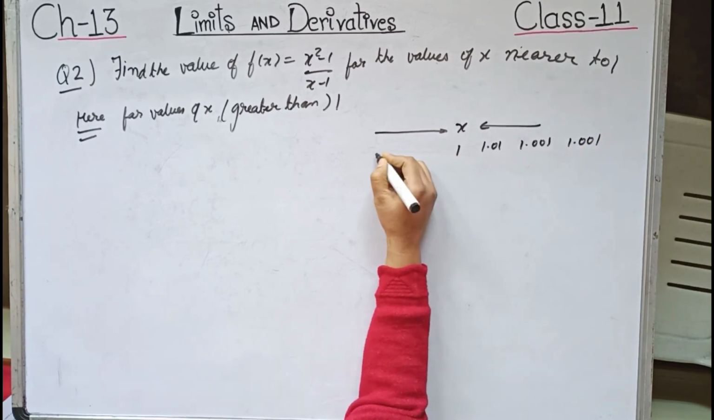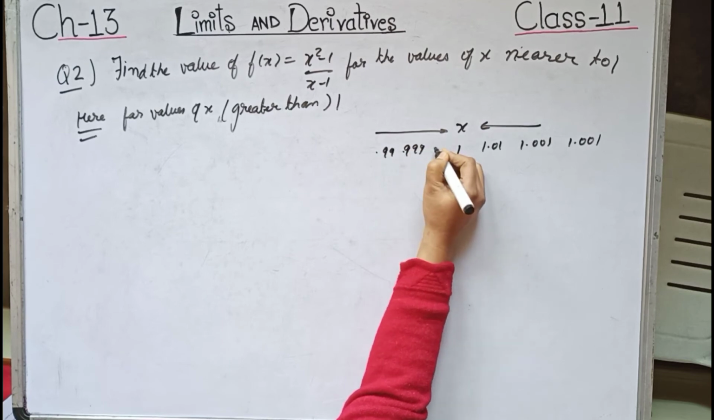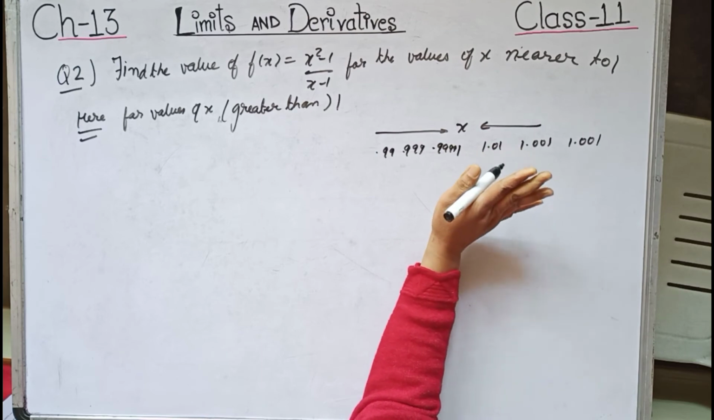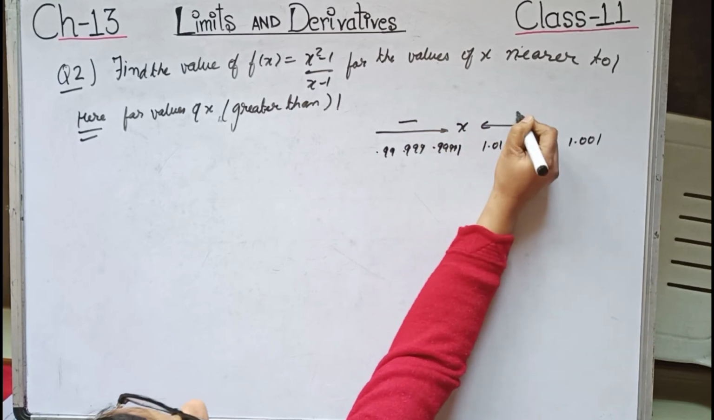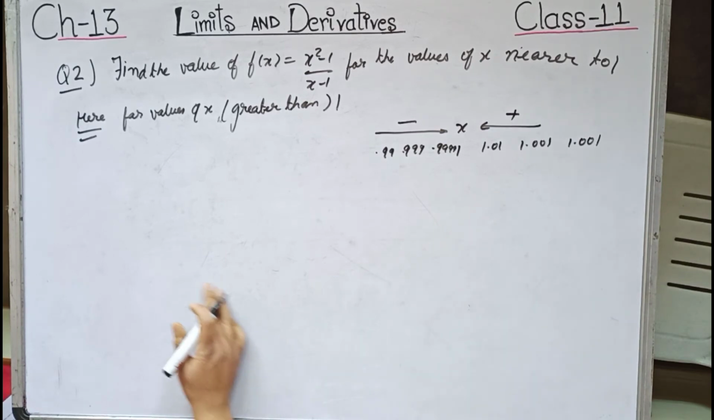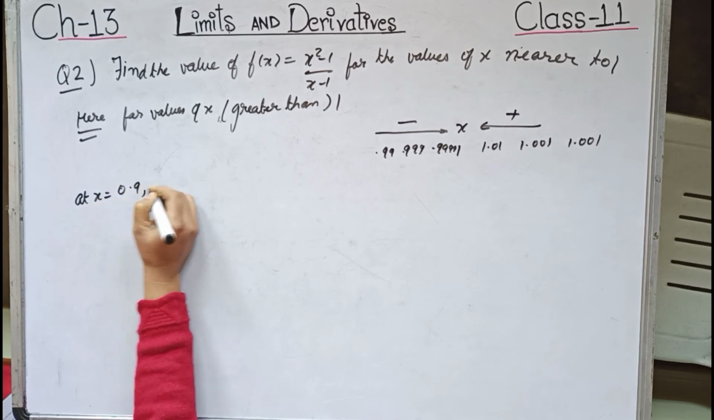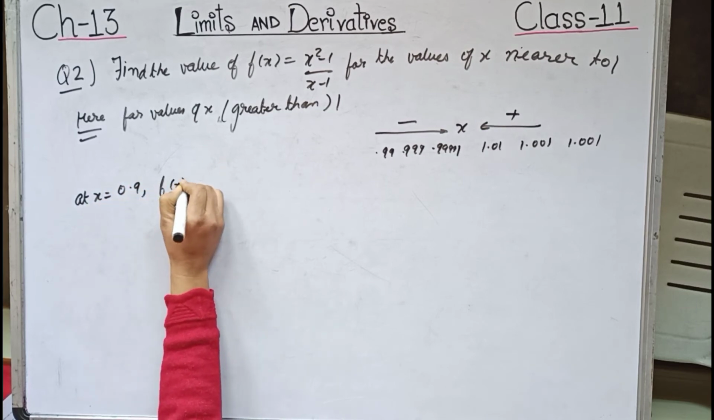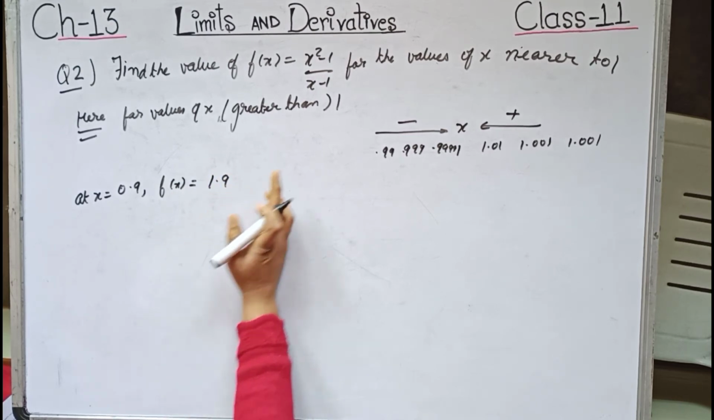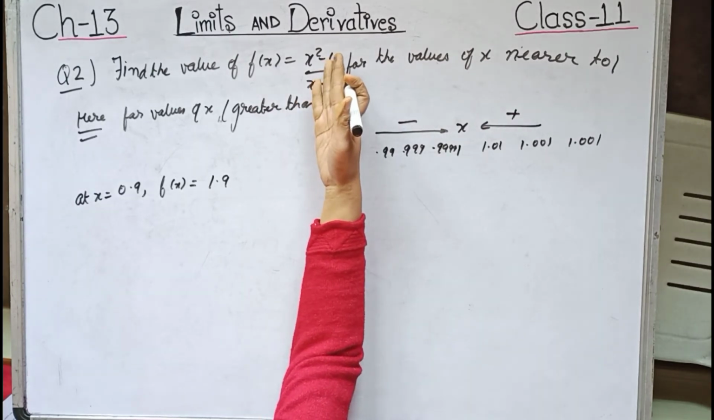And over here 0.99, 0.999, 0.9999 and so on. Means values at x is equal to 1, but one from the left hand side and the other from the right hand side. So let us find the value at x is equal to 0.9, f(x) will be equal to 1.9. Now how did I get the value directly? Because, simple calculation, if you cancel the x minus 1 term, you will be getting x plus 1.